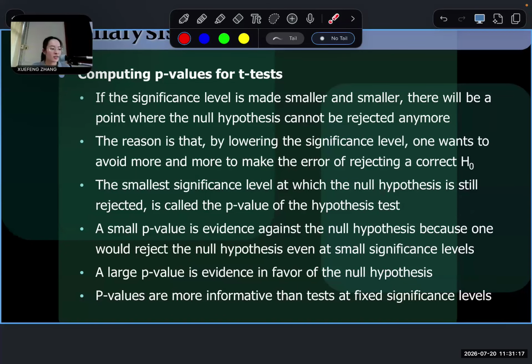Next one, new concept about p-value. Have you heard about it? P-value? Okay, great. I'll give you some time to read the slides, okay? And then I'm gonna summarize for you. After you finish reading, can you tell me what is the keyword here? I know a lot of information here. What is the keyword?